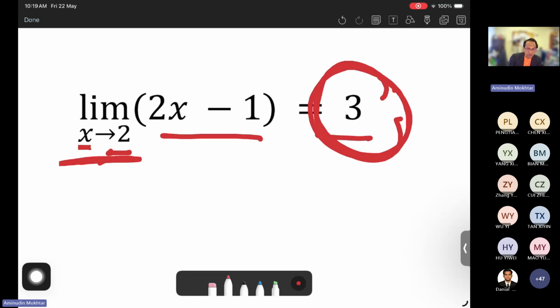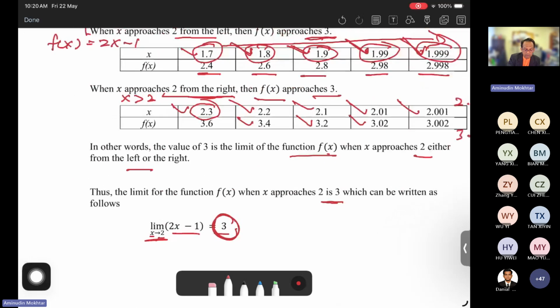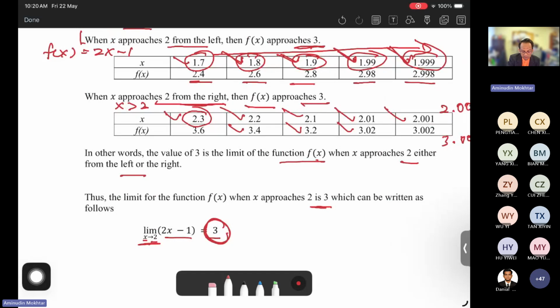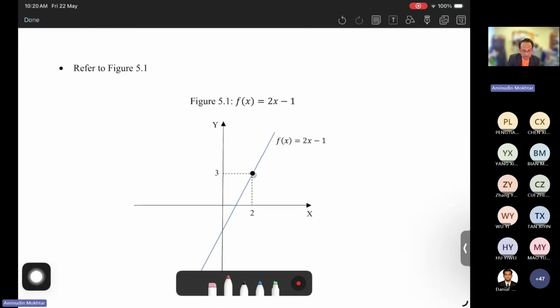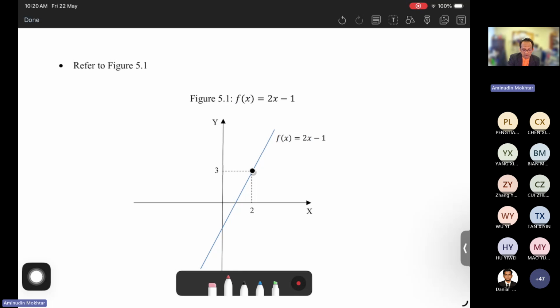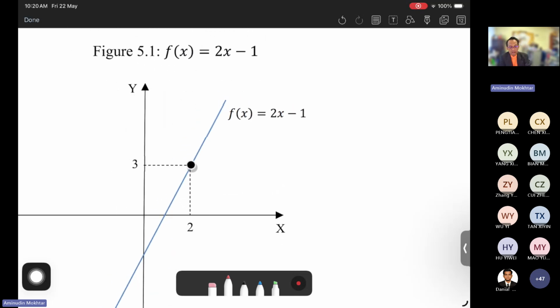If you have any questions, you can just ask your question. Okay, this example is based on the table. We can draw this equation. You can refer to the graph in figure 5.1. This is a linear function.